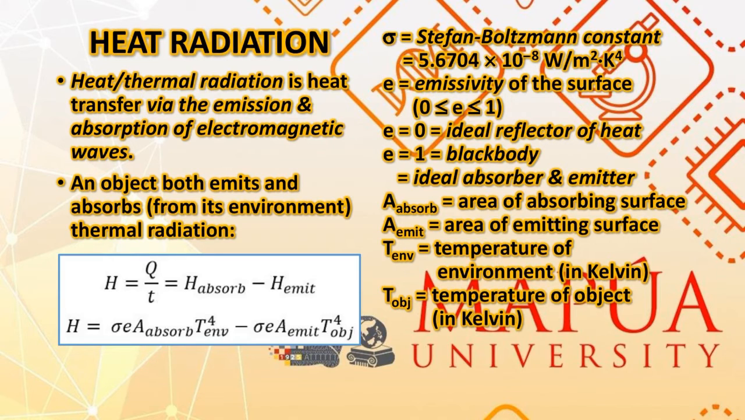A absorb is area of the absorbing surface. Whatever part of the object that is absorbing radiation, the area of that surface is A absorb. On the other hand, A emit is area of the emitting surface. T environment is temperature of the environment that is surrounding the object, and T object is temperature of the object. Note that both T environment and T object should be in Kelvin.